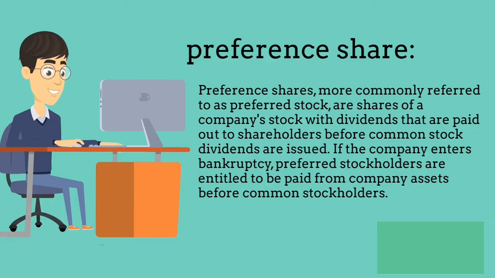Preference share. Preference shares, more commonly referred to as preferred stock, are shares of a company's stock with dividends that are paid out to shareholders before common stock dividends are issued. If the company enters bankruptcy, preferred stockholders are entitled to be paid from company assets before common stockholders.